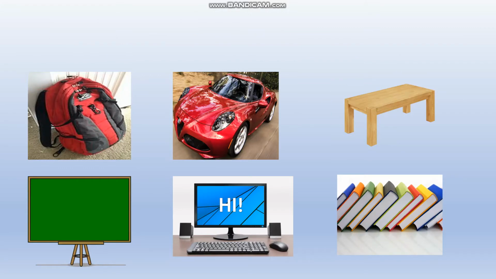Great. What about these objects? Are these objects living things? Can a school bag move? No. Can car eat food? No. Can table drink water? No. Can board grow up? Of course no. Can computer breathe air? No. So these objects are non-living things.